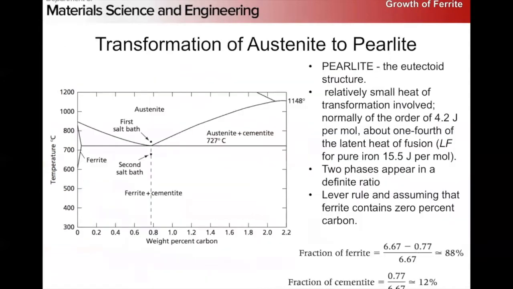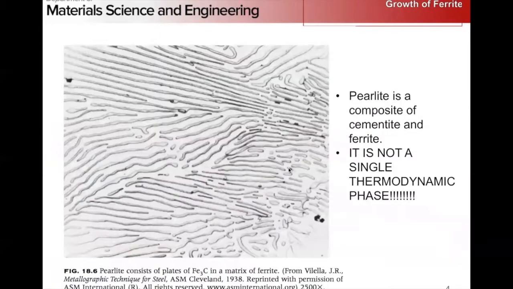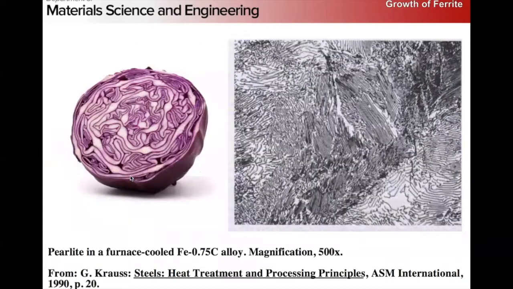Okay, so just a refresher that perlite is composed of layers of ferrite and cementite. It is not a single thermodynamic phase. And I stole the analogy that Sir Harry Bhadeshia made about comparing the structure of perlite to that of a cabbage. So we've got this interconnected, interwoven lamellar structure that grows out. And even though it's convoluted, it's generally largely spherical and equiaxed in shape.